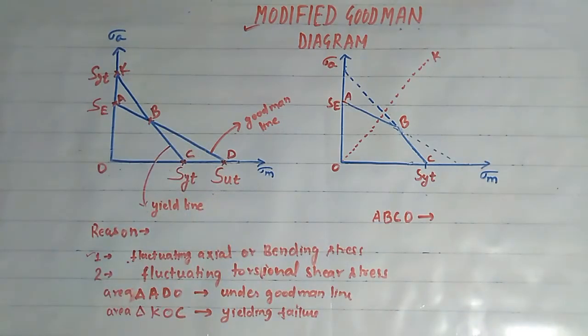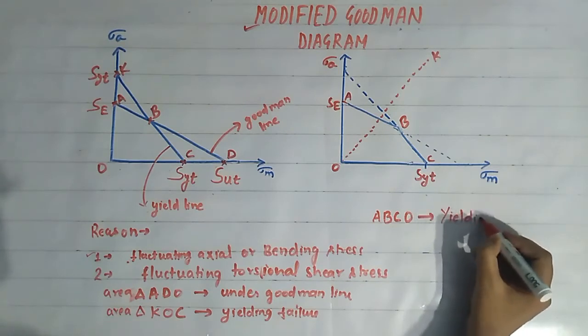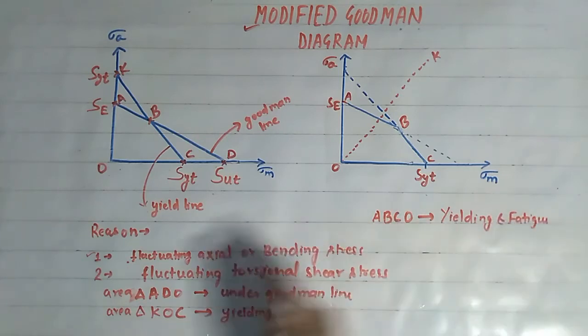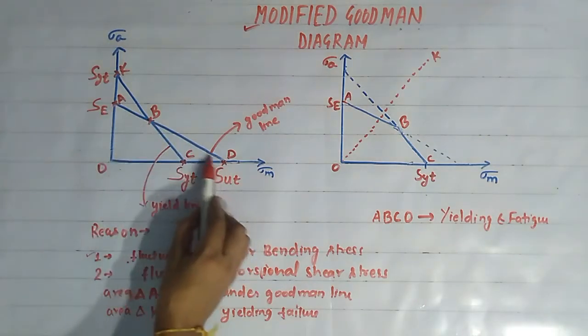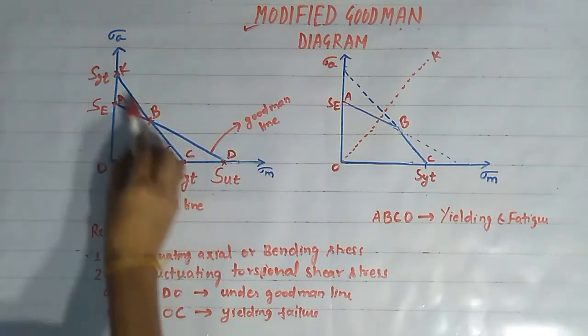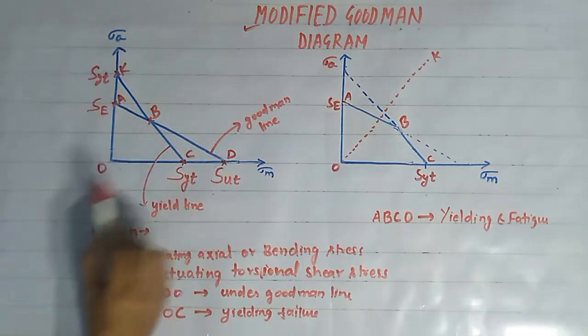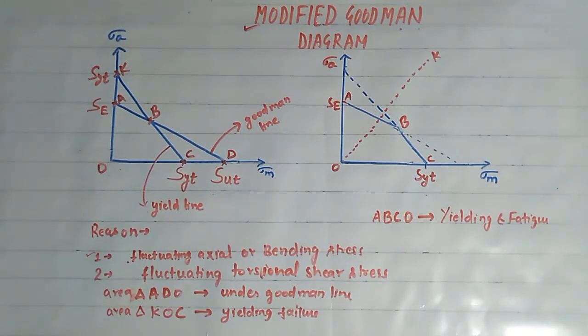This area is safe for both fatigue and yielding failure. It is safe under both the cases, that is the yielding and fatigue. Why? Because it is a common area under Goodman line. See, this is the common area under Goodman line and yield line. So this is the common area under Goodman line AD and yield line KC. That is the area ABCO. So it is a safe area for yielding and fatigue design.